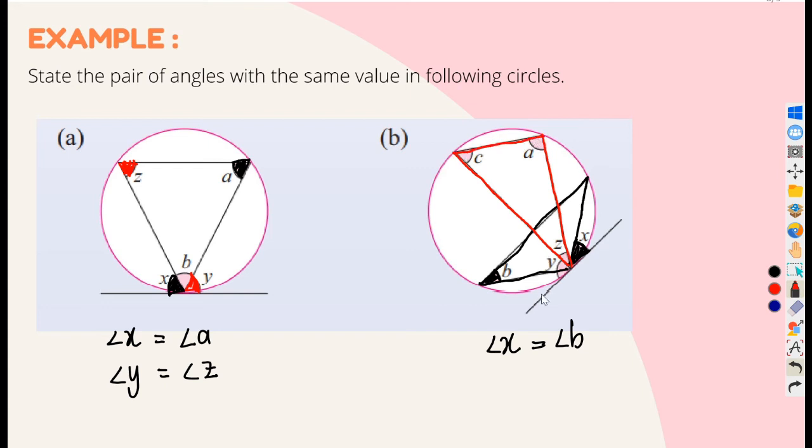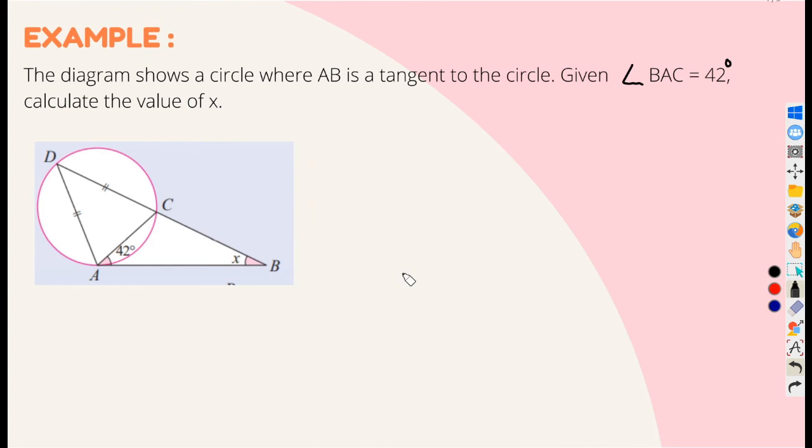Okay, so we see that angle outside the triangle, which is exterior here, alternate with angle at A. So you must remember, they must be alternate to each other. So angle Y is equal to angle A. Okay, so we move on to the next example.